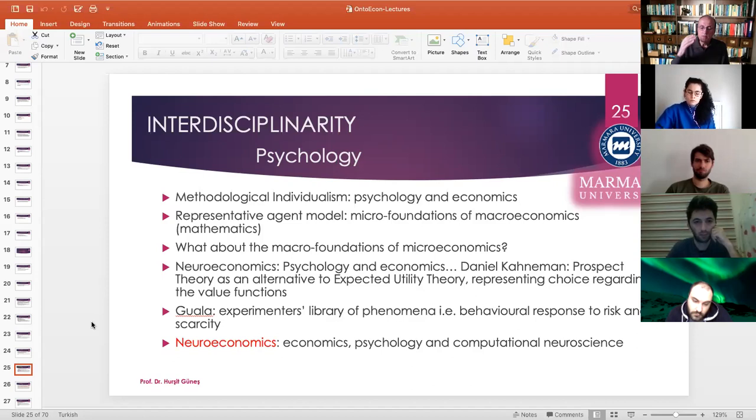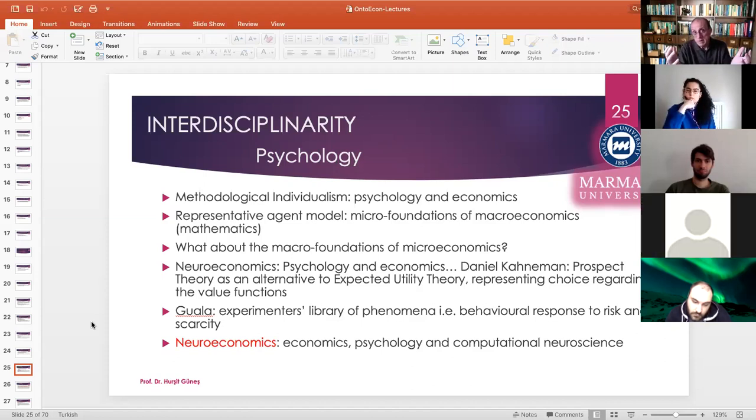Now, Guala says each individual or each agent has a library of phenomena. Each experimenter has a library of phenomena, in the sense that you do an action and you see what happens. You get the behavioral response to your action, and you pile them into a library, which is your memory. In your memory, you know what will happen if you act A, if you act B, and if you act C. So he says the human mind is a library of phenomena.